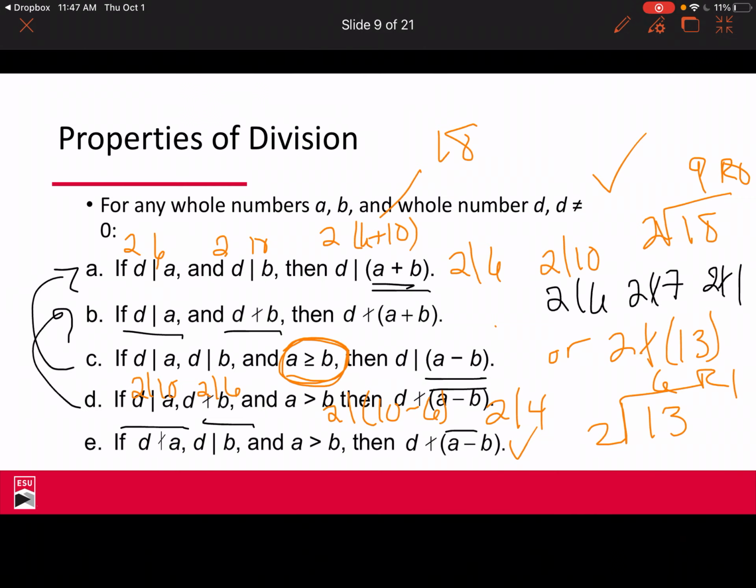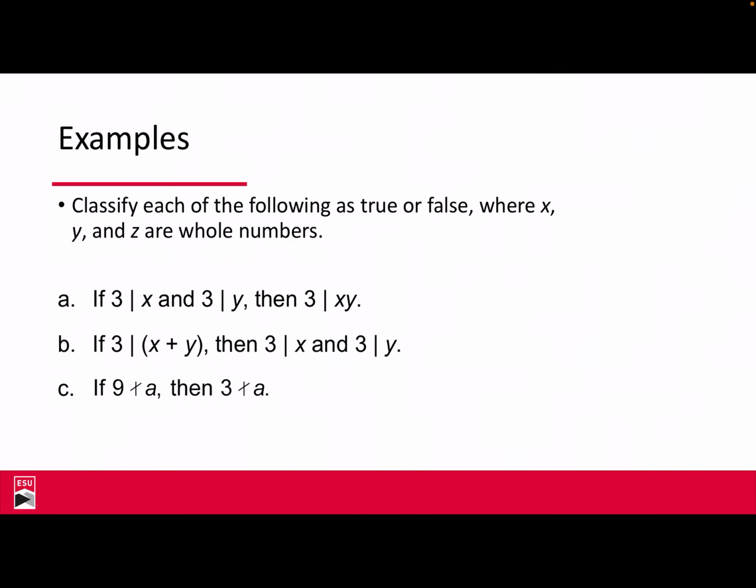And we have the same one. If it doesn't divide the smaller number, then it also doesn't work. So if you had 12 minus 7, the difference is 5, and they do not divide. So, examples. Classify each of the following as true or false for any whole number x, y, and z.